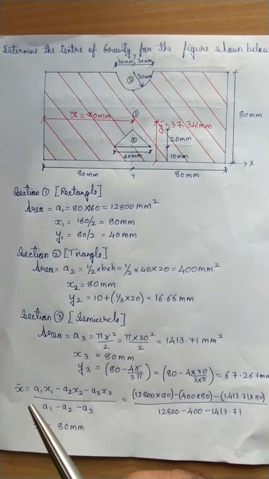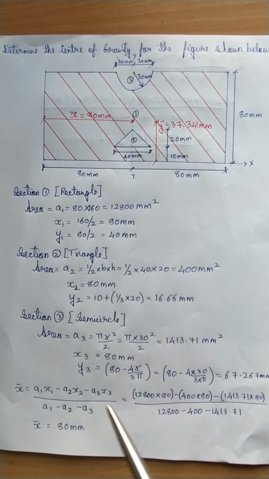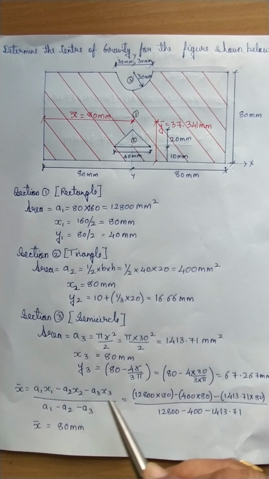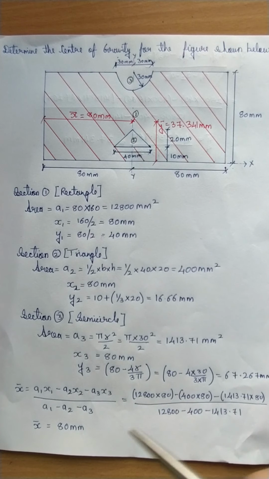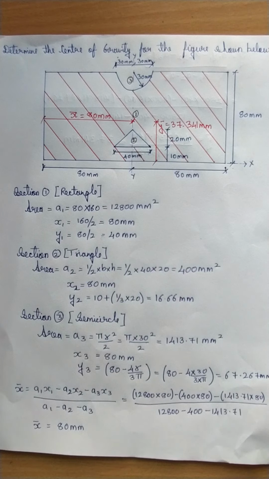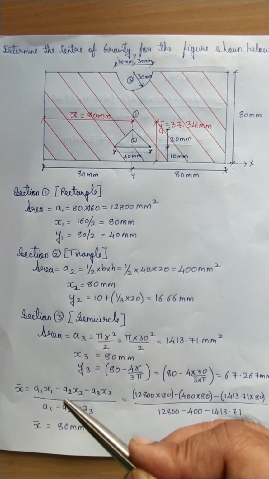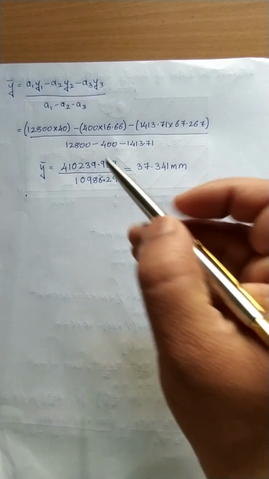Now this is important. X bar is equal to this component minus this minus this. Hence (a1 x1 minus a2 x2 minus a3 x3) divided by (a1 minus a2 minus a3). So substituting a1 x1, a2 x2, a3 x3, we will get x bar as 80 mm. That means x bar is located at 80 mm distance only. Similarly y bar. Now y bar will be (a1 y1 minus a2 y2 minus a3 y3) divided by (a1 minus a2 minus a3). So this is what I have written here. Substituting the values, we are getting y bar is equal to 37.341 mm. So this is how it is to be located.